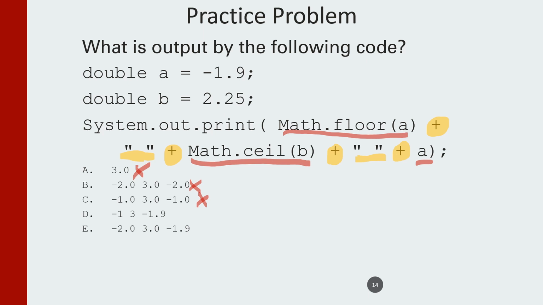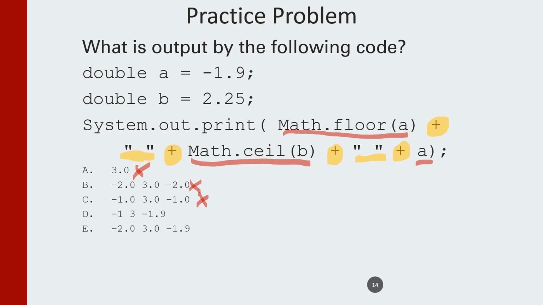Now we need to understand how both math.floor and math.ceil work. Math.ceil rounds a number up. So math.ceil of B is 2.25, so it will be 3. One thing I don't know off the top of my head, though, is whether it is going to give me 3, the integer, or 3.0 as a double. You can check the Java library to see which one of those it is, but for now, I'm not sure, D or E.